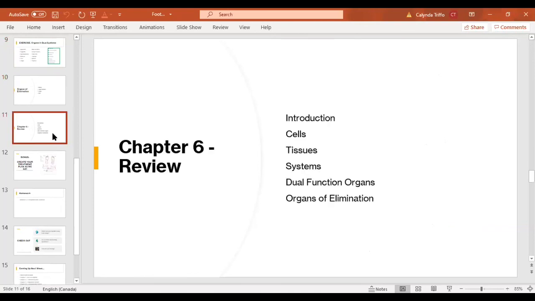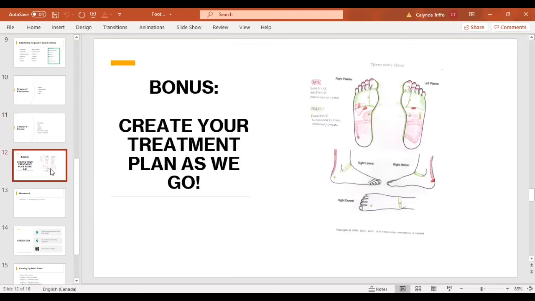And in chapter 6, we went over the introduction to anatomy and physiology. We talked about cells, tissues, systems. We talked about dual function organs, the organs of elimination. And as a bonus, we are going to create your treatment plan as we go into each one of the systems one by one.